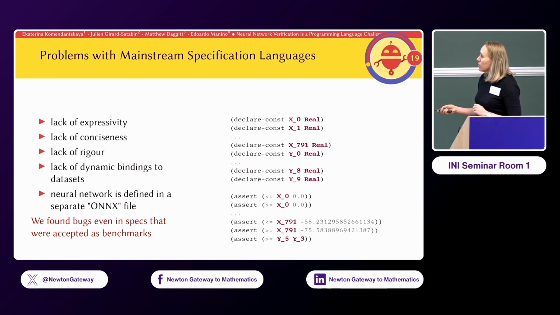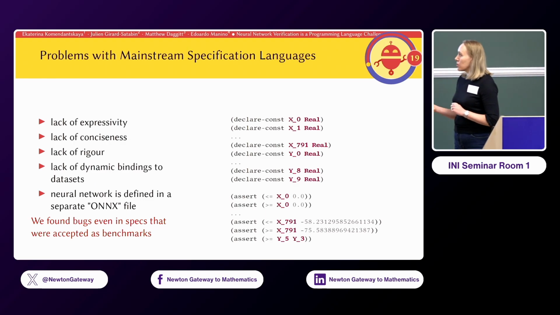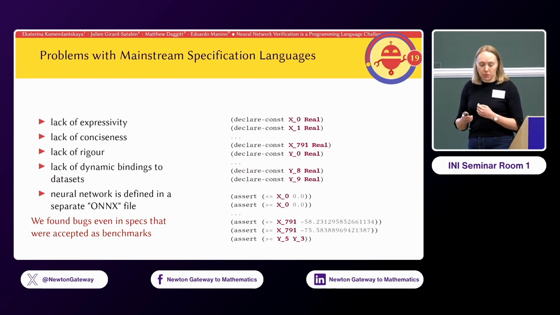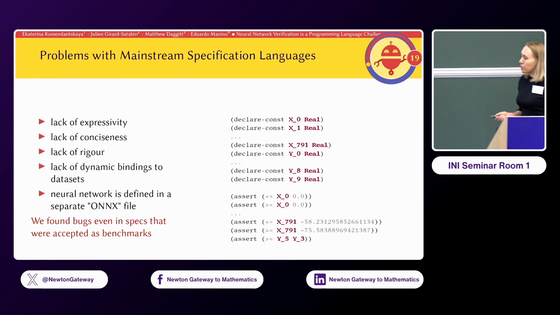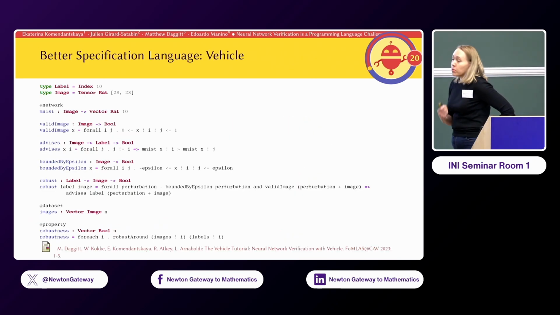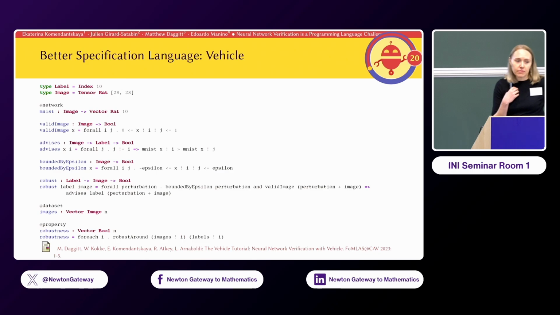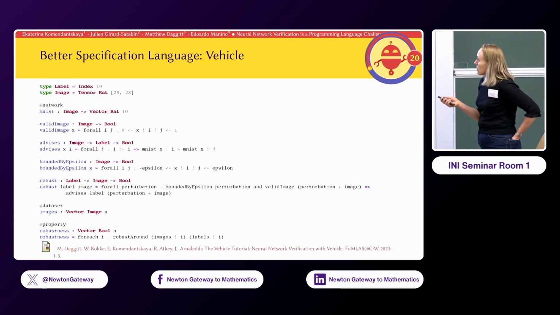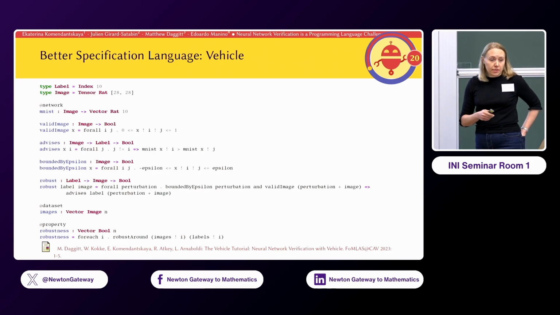So we found that this specification language is a source of bugs, and bugs occur even in specs that are recognized benchmarks in the community. So we said, no, we're not going to use that specification language. We came up with our own. That's the language vehicle that we created within this grant. This is an epsilon ball robustness specification.